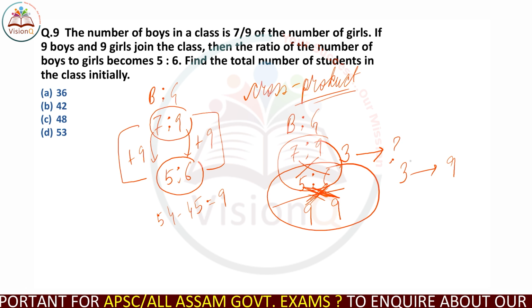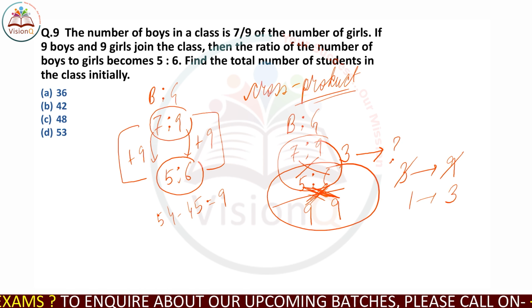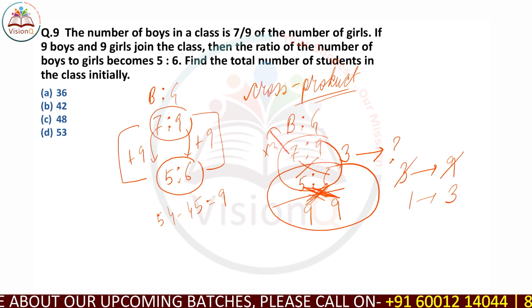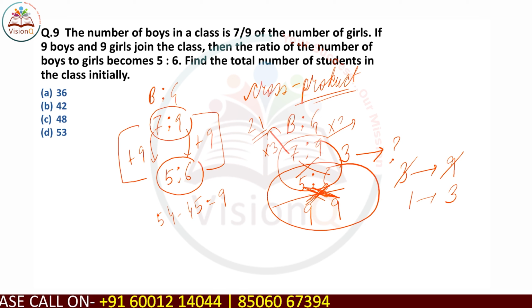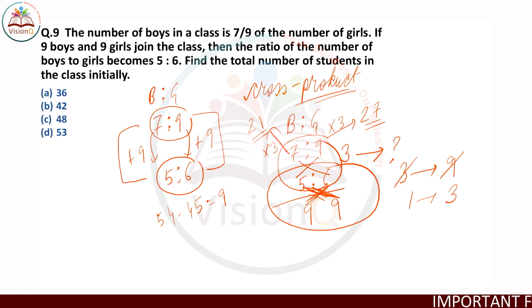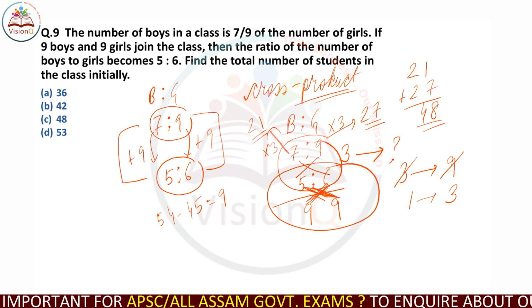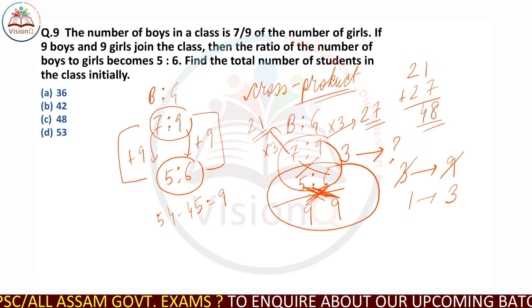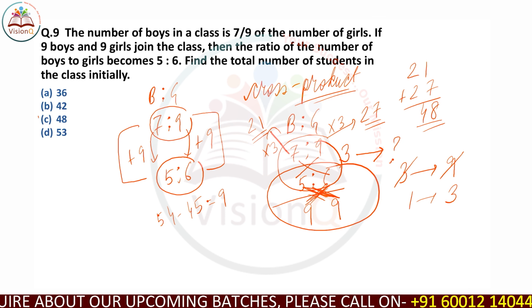If 3 is 9, 1 is 3. If 1 represents 3, then 7 represents 7 into 3, which is 21 boys initially. And 9 represents 9 into 3, which is 27. So the class consists of 21 boys and 27 girls. It is asked to find what? Total number of students. So 21 plus 27 is how much? 48 students in the class. So such questions can be done without using x also, by using the method of cross multiplication. The answer of this question number 9 is option number C, 48.